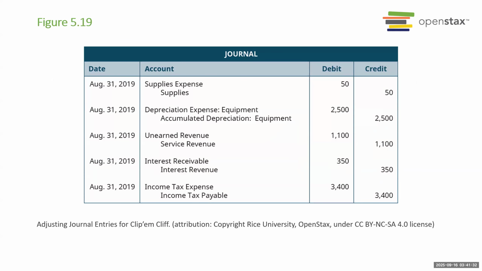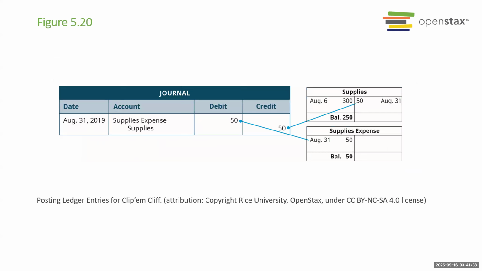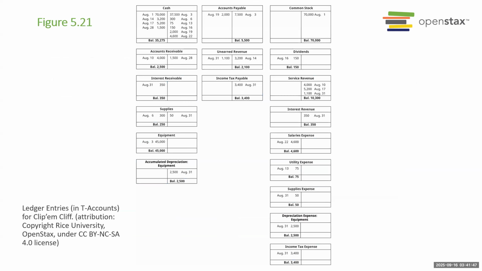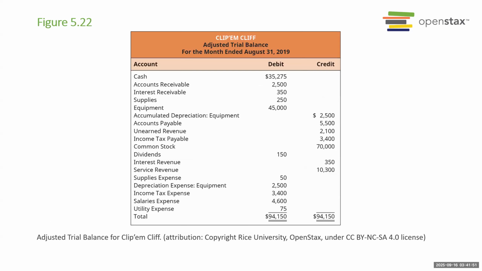Again, looking at the general journal for all the adjusting transactions. And these balances are transferred to the general ledger. So we see the adjustments made in the general ledger. Now we can develop our adjusted trial balance.